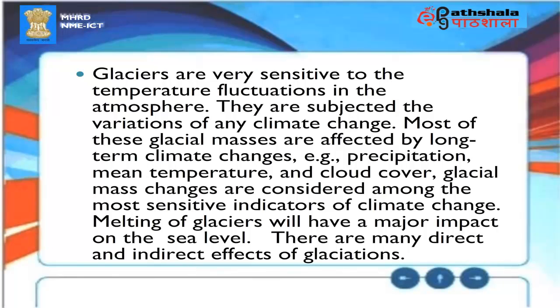Glaciers are very sensitive to the temperature fluctuations in the atmosphere. They are subjected to the variations of any climate change. Most of these glacial masses are affected by long-term climate changes, for example, precipitation, mean temperature, and cloud cover. Glacial mass changes are considered among the most sensitive indicators of climate change. Melting of glaciers will have a major impact on the sea level.